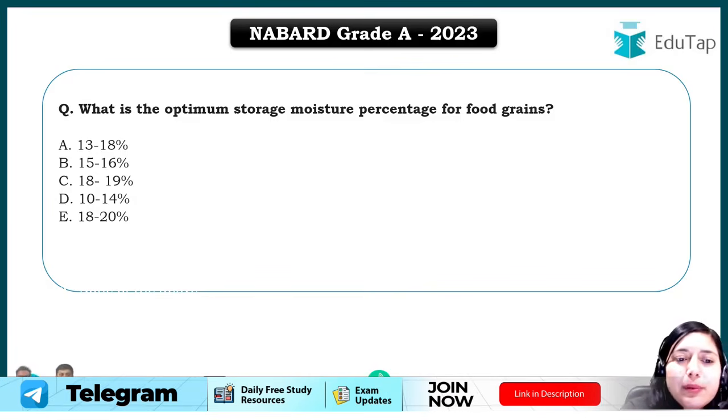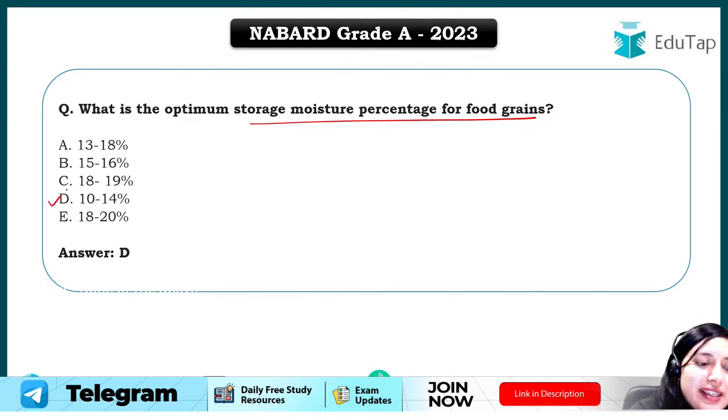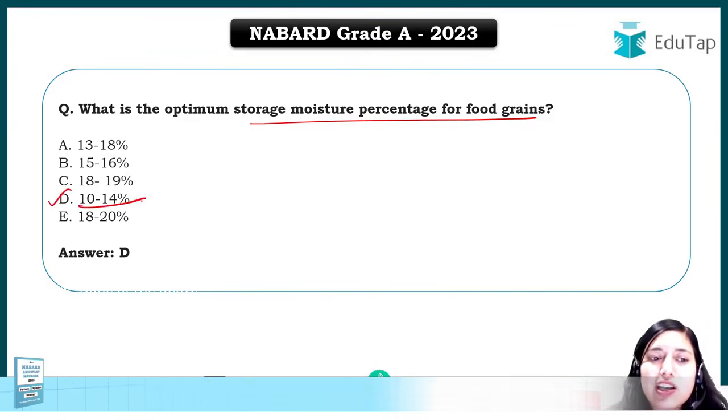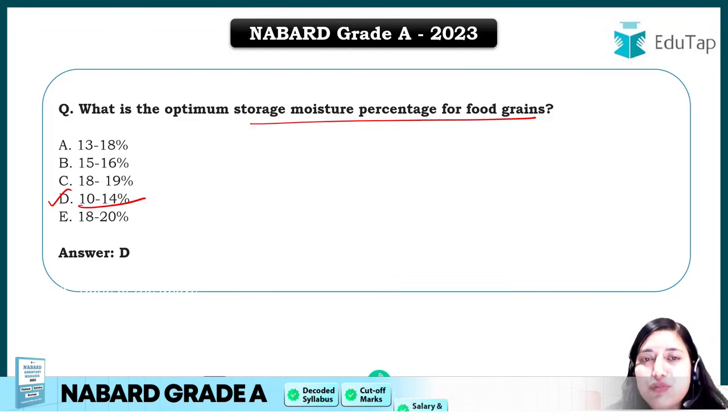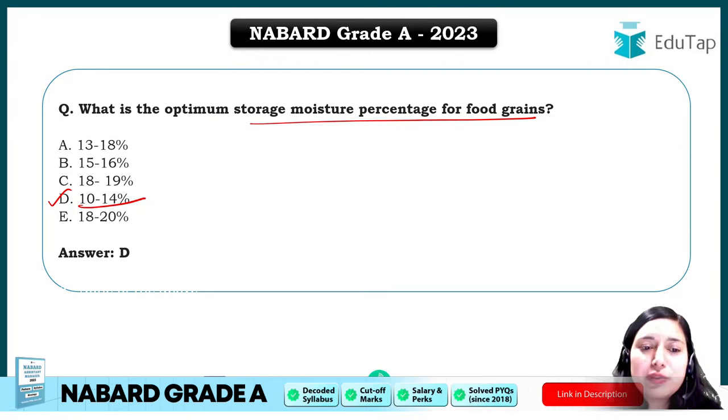So what is the optimum storage moisture percentage for food grains, right? Here options has been given and the right answer for this question will be option D, that is 10 to 14%. This is the optimum storage moisture percentage for food grain. Okay, so what is this optimum storage moisture percentage?